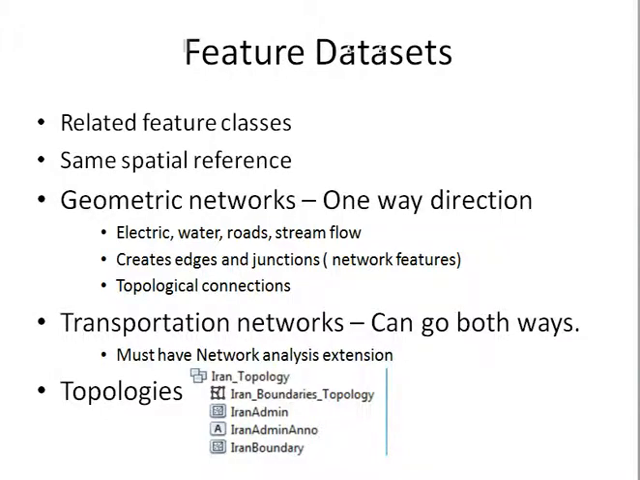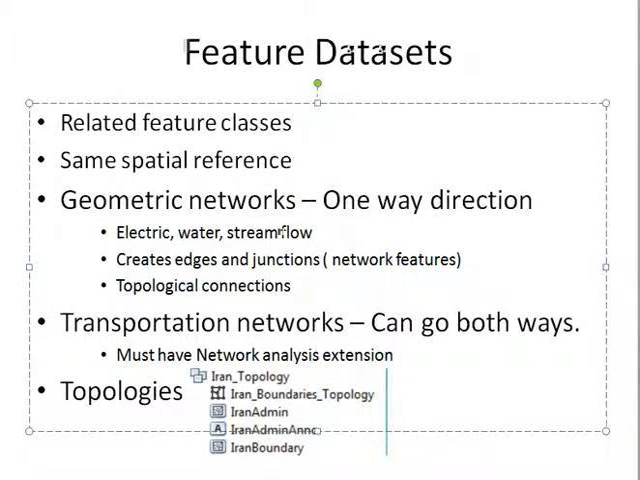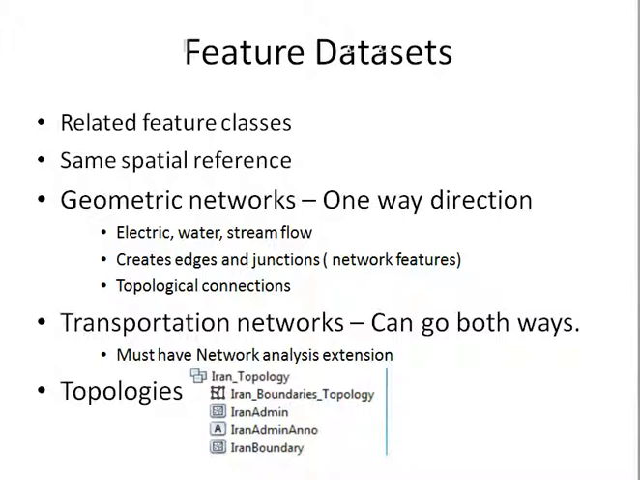Geometric networks are different from transportation networks because in geometric networks, the assumed flow is one way, and usually it's looking at a gravitational flow in terms of water or streams. So roads is incorrect in here. Let me get that out of there. Sorry. And with roads, the assumption is a road can go two directions. Not always. You can have a limitation on a road, but you could have traffic go both ways. And so transportation networks are run through network analysis extensions. You don't have to have the network analysis extension to create a geometric network.